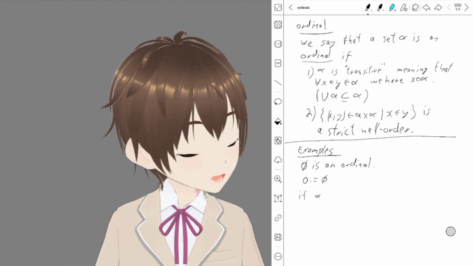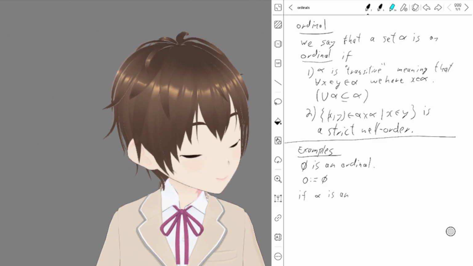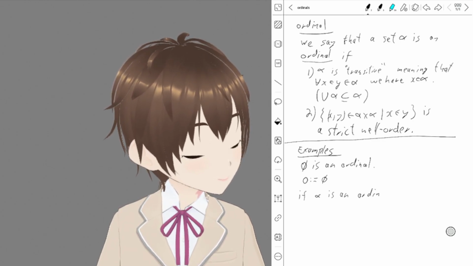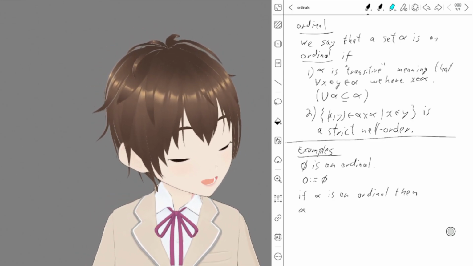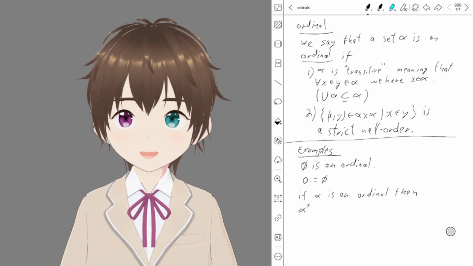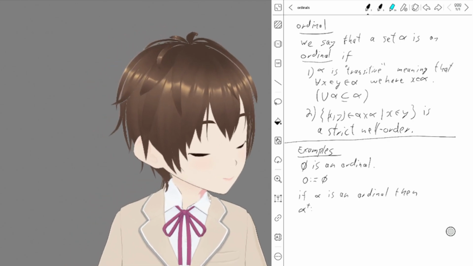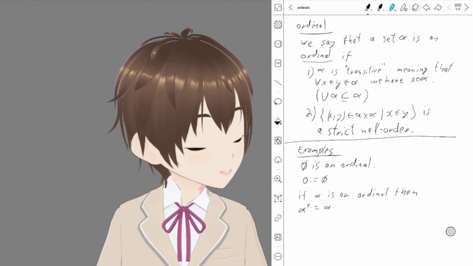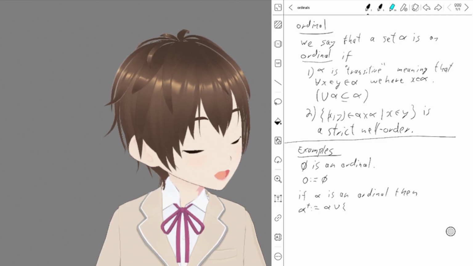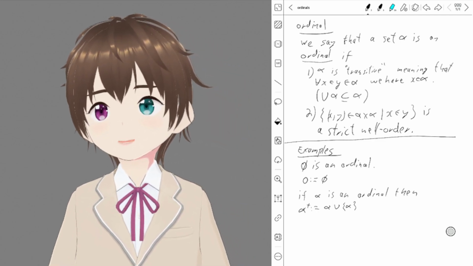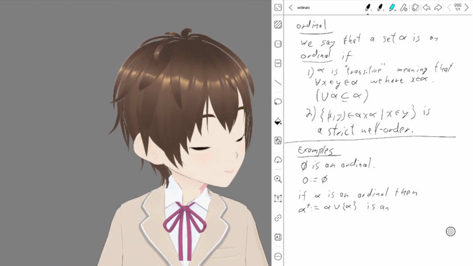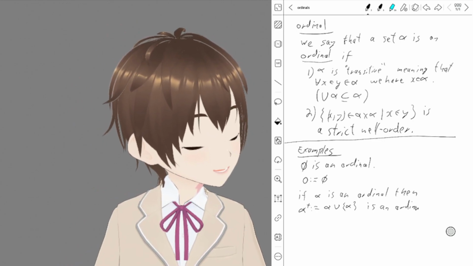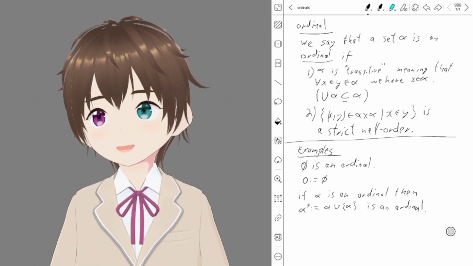So if alpha is an ordinal, then the successor of alpha, which I'm going to denote alpha plus, I used this notation in the ZFC axioms video, is defined to be the union of alpha and the set containing alpha. So this is the set of all things in alpha, and also including alpha. This is an ordinal. It's certainly a set. You can get that from the axiom of union and the axiom of pairing.